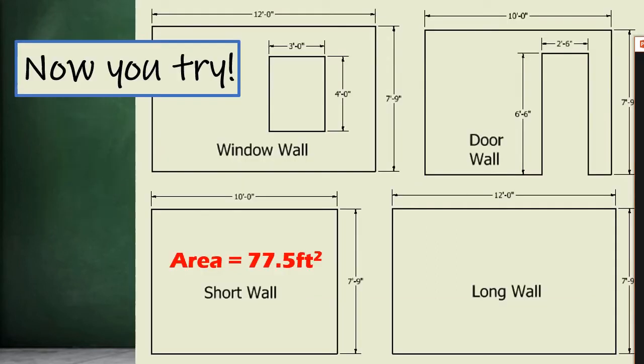Now you try. Find the surface area of each of the other walls using the same method shown in the demonstration. Make sure you're converting from feet and inches into just feet whenever necessary. Also remember that you will need to subtract the area of the door and window. Do any of the walls have the same dimensions? If so, maybe you don't have to perform those area calculations twice.